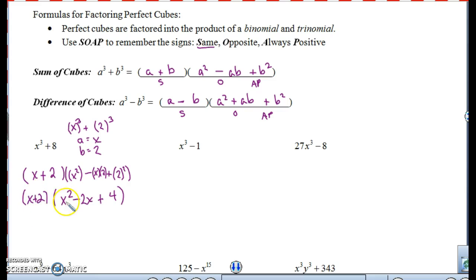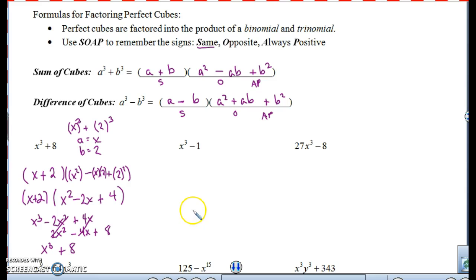You want to do x times x squared is x cubed. X times negative 2x is negative 2x squared. X times 4 is 4x. And then multiply 2 times x squared is 2x squared. 2 times negative 2x is negative 4x. And 2 times 4 is 8. And combine your terms, you end up with x cubed. These cancel, plus 8. And there's your factors.